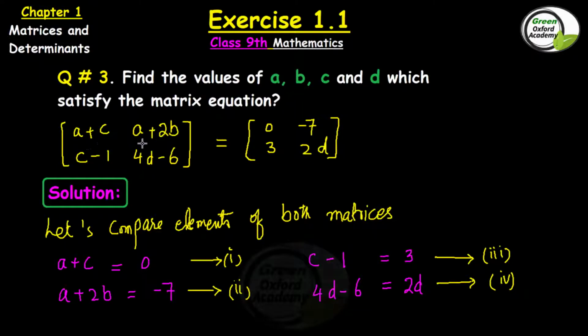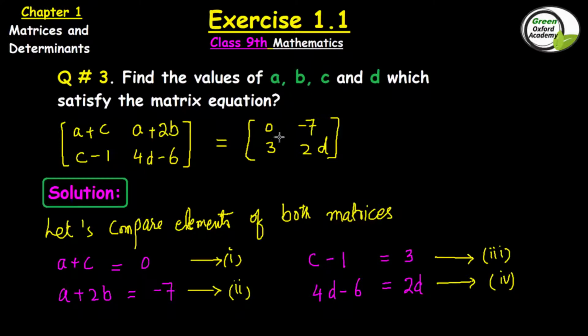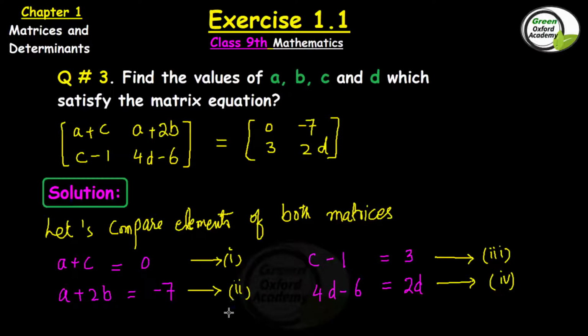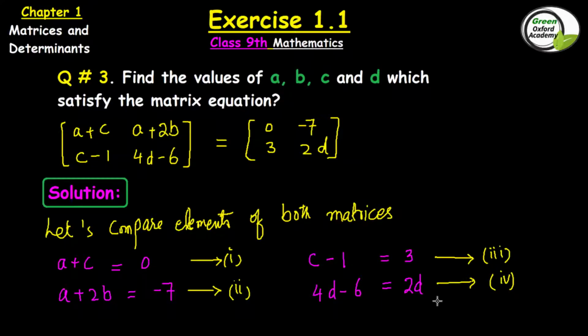The first element of the first matrix, A plus C, is equal to 0, which is the first element of the second matrix, denoted by equation 1. Now come to the next element, A plus 2B is equal to minus 7, designated by equation 2. Next, C minus 1 is equal to 3, designated by equation 3. Now the last and fourth element, 4D minus 6 is equal to 2D, which I have designated with equation 4.